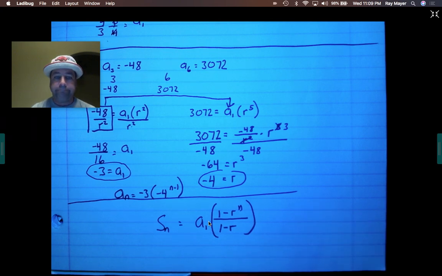So that's it. You'll either have to find r, or you'll have to find a sub 1. You may have to find both. They may give you both. Right? So let's go ahead and do an example.